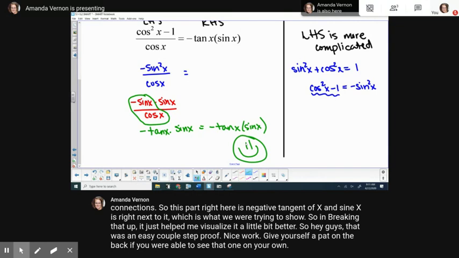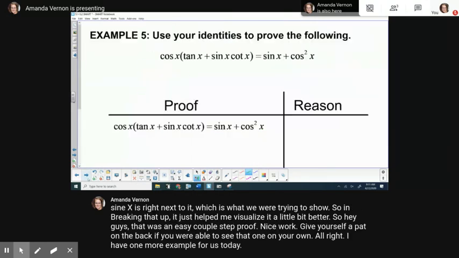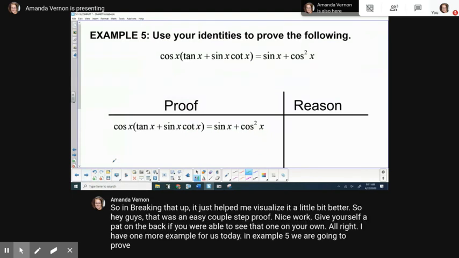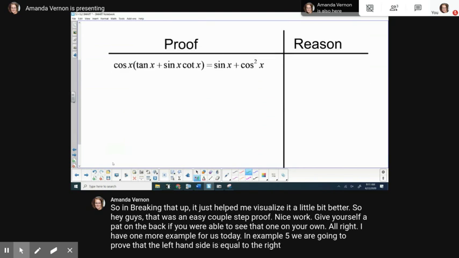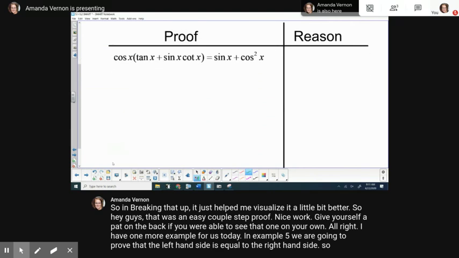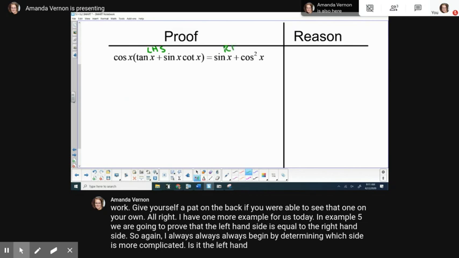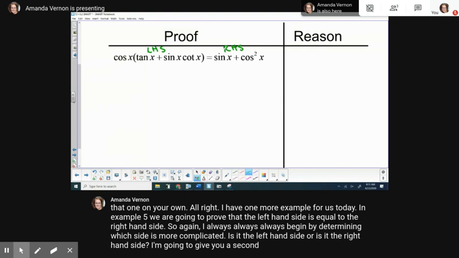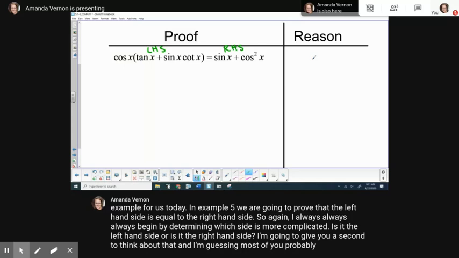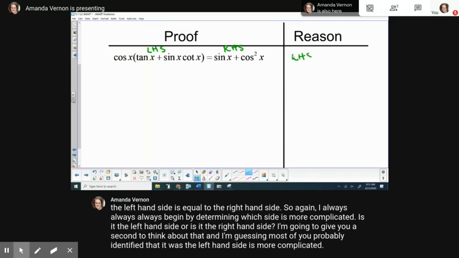All right, I have one more example for us today. In example 5, we are going to prove that the left-hand side is equal to the right-hand side. So again, I always begin by determining which side is more complicated. Is it the left-hand side or is it the right-hand side? Okay, I'm going to give you a second to think about that. And I'm guessing most of you probably identified that it was the left-hand side is more complicated. Why is it more complicated?